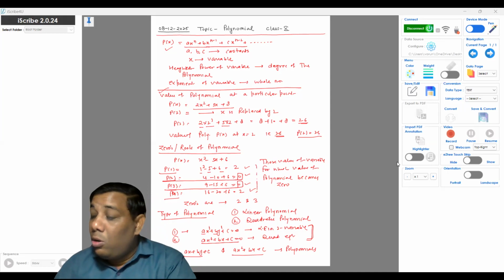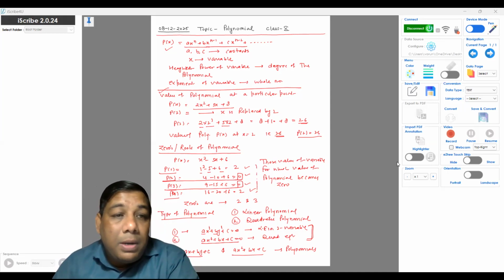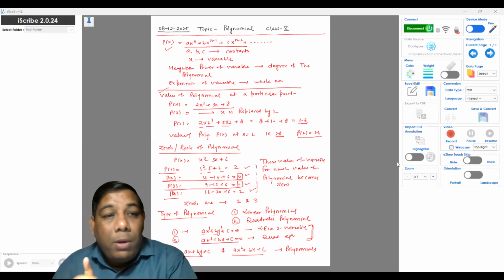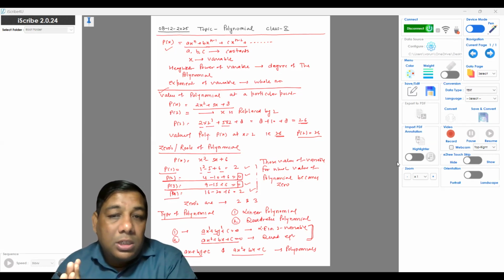Now, types of polynomial. Linear polynomial is of the type ax plus by plus c, and quadratic polynomial is of the type ax square plus bx plus c. And if a polynomial is put equal to 0, then it becomes an equation. किसी भी algebraic expression को अगर हम equal to 0 करेंगे, then it will become an equation.